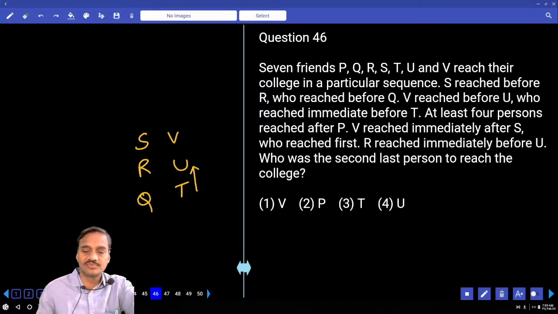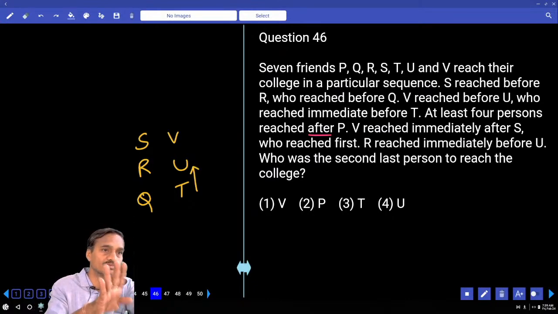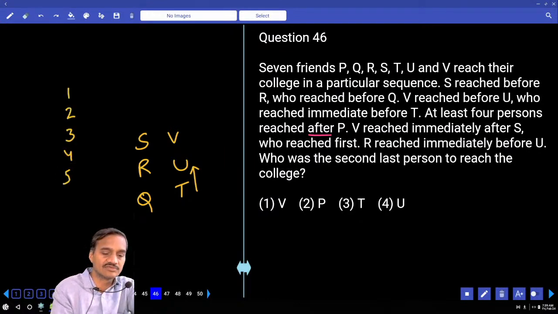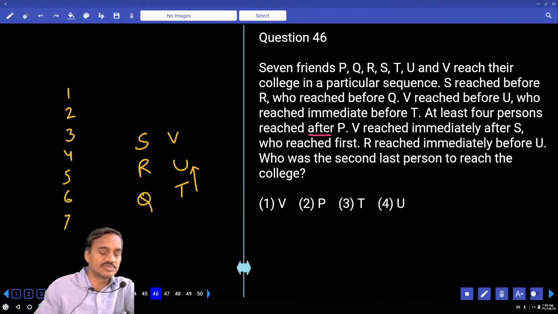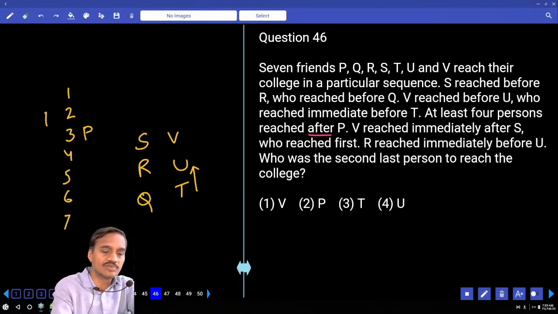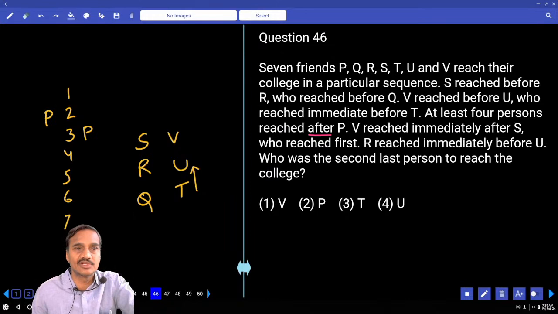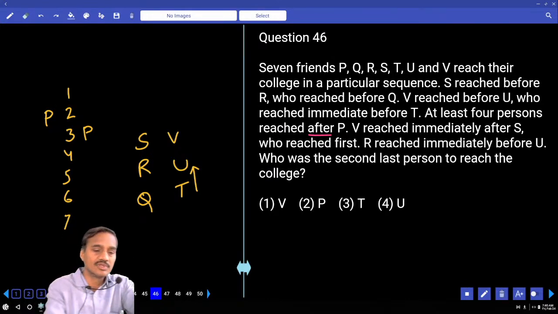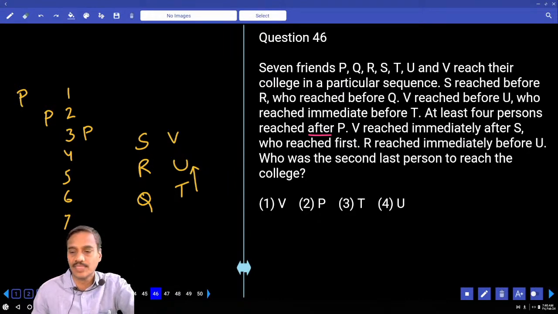And at least 4 persons reached after P. Minimum 4 members must be after this one. After P: 1, 2, 3, 4, 5, 6, 7. So with a minimum of 4 members after P, where can P be? P can be at third place, second place, or first place. Hence how many possibilities do we have? 3 possibilities.